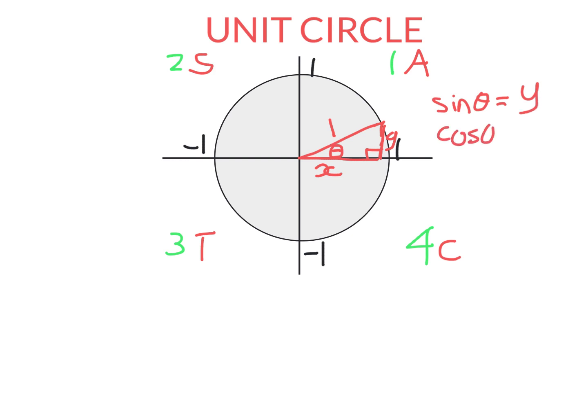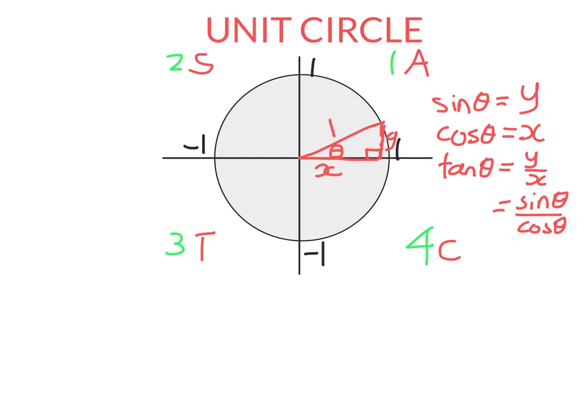Cos theta, adjacent over hypotenuse, is going to be the x value. And then tan theta is going to be opposite over adjacent. It's going to be y over x. Tan theta is actually y, which is sine theta, over x, which is cos theta.